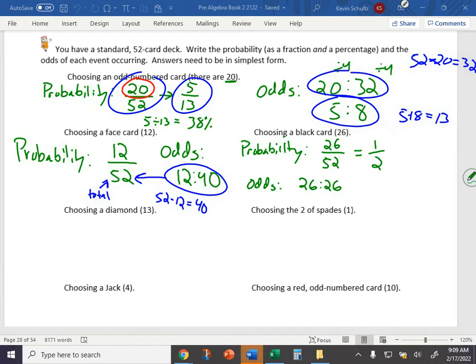What's 26 to 26 written in simplest form? 1 to 1. You have a 1-to-1 chance, equally either way. One successful for every one unsuccessful.